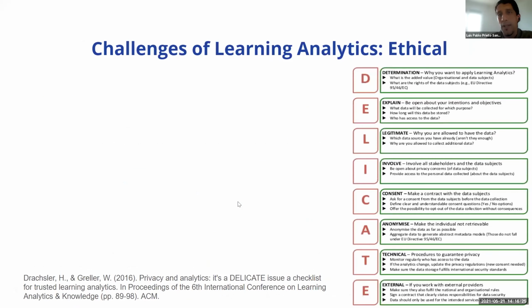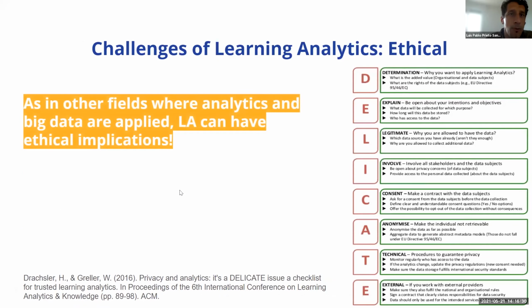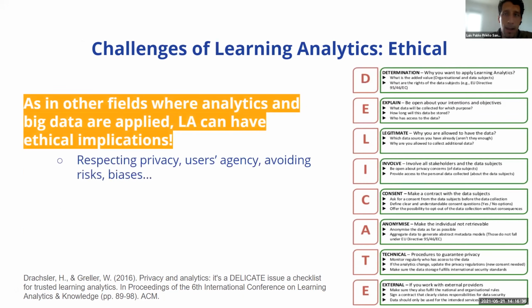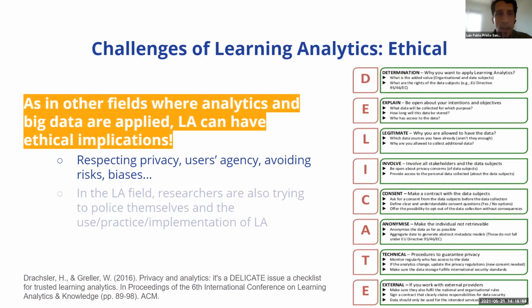And there's also other kinds of challenges which are more ethical. Like in other fields where analytics and big data are applied, analytics can have ethical implications that are pretty important, like whether it respects or not users' privacy, their agency, whether we are avoiding risks or biases. So in this sense, in the learning analytics field, researchers have also been trying to polish themselves a bit in how they use or practice or implement learning analytics.